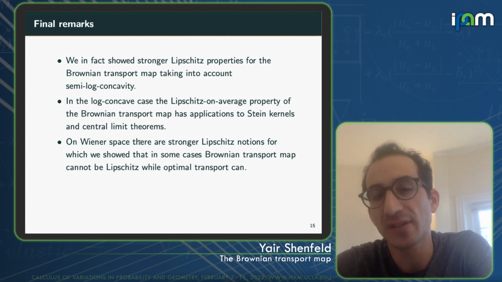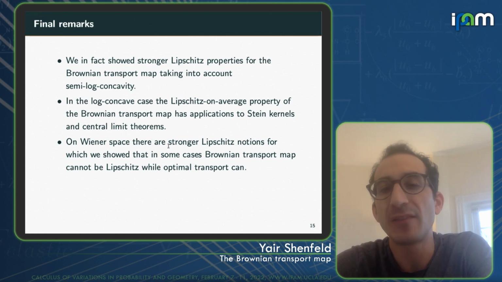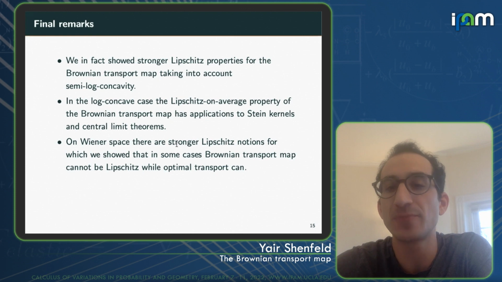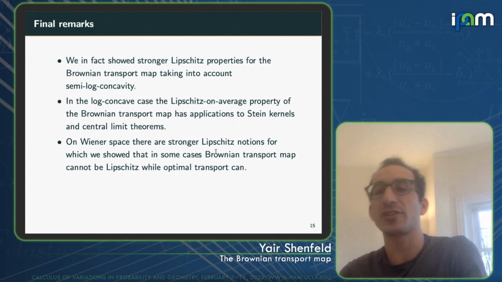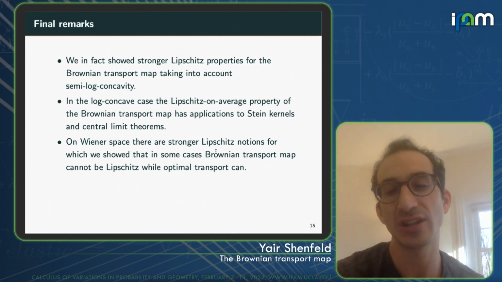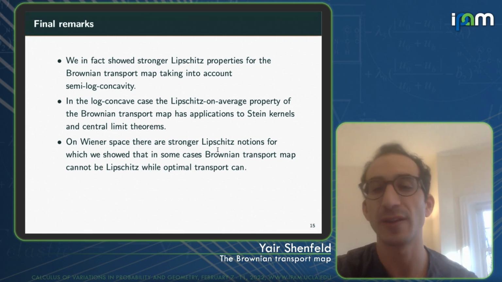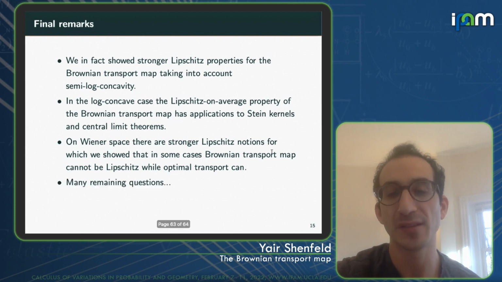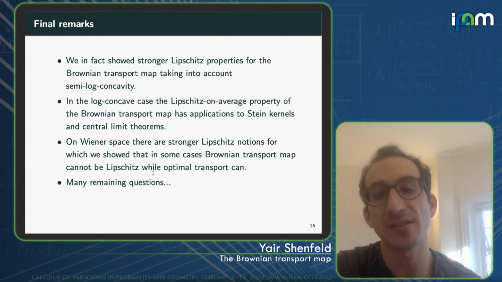And there we also proved some interesting results, where we showed that if you use a stronger notion of Lipschitz, where your norm is now a norm respecting the structure of the Wiener space, then there are examples, which are not so trivial, it took some work to construct these examples, where the Brownian transport map is not Lipschitz, while optimal transport actually is. So it's still not clear what the situation is there on Wiener space. And like I said, there are many interesting questions, including about optimal transport and other things.